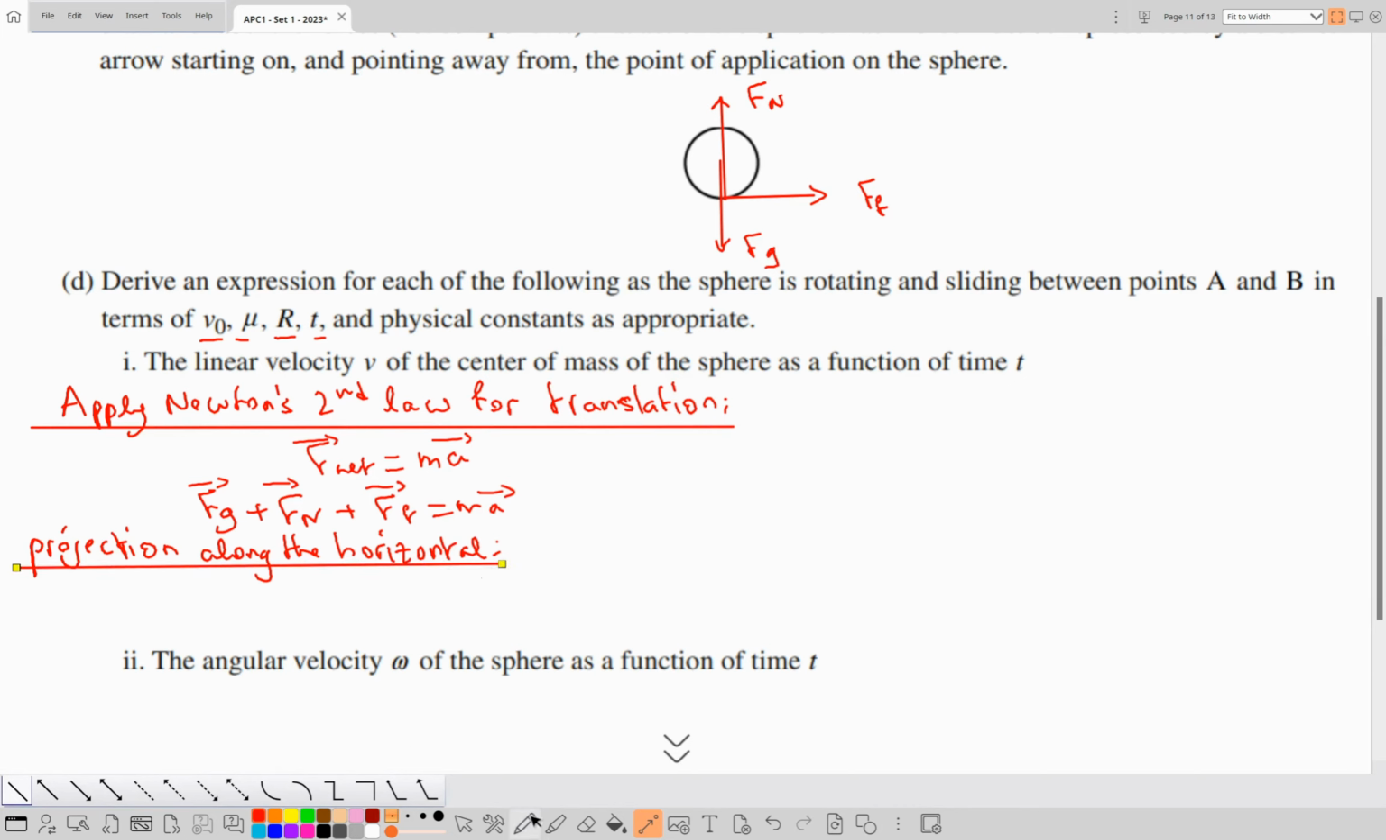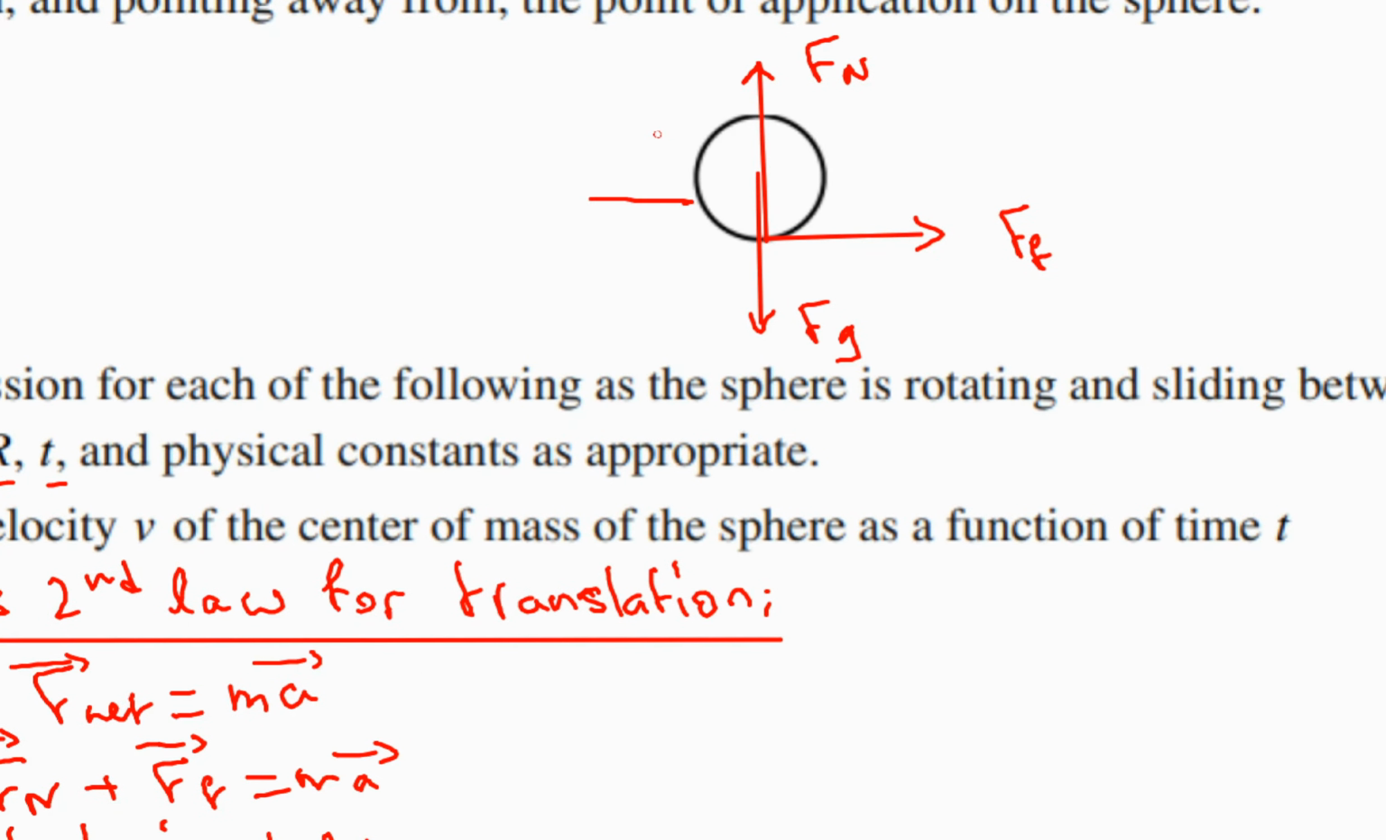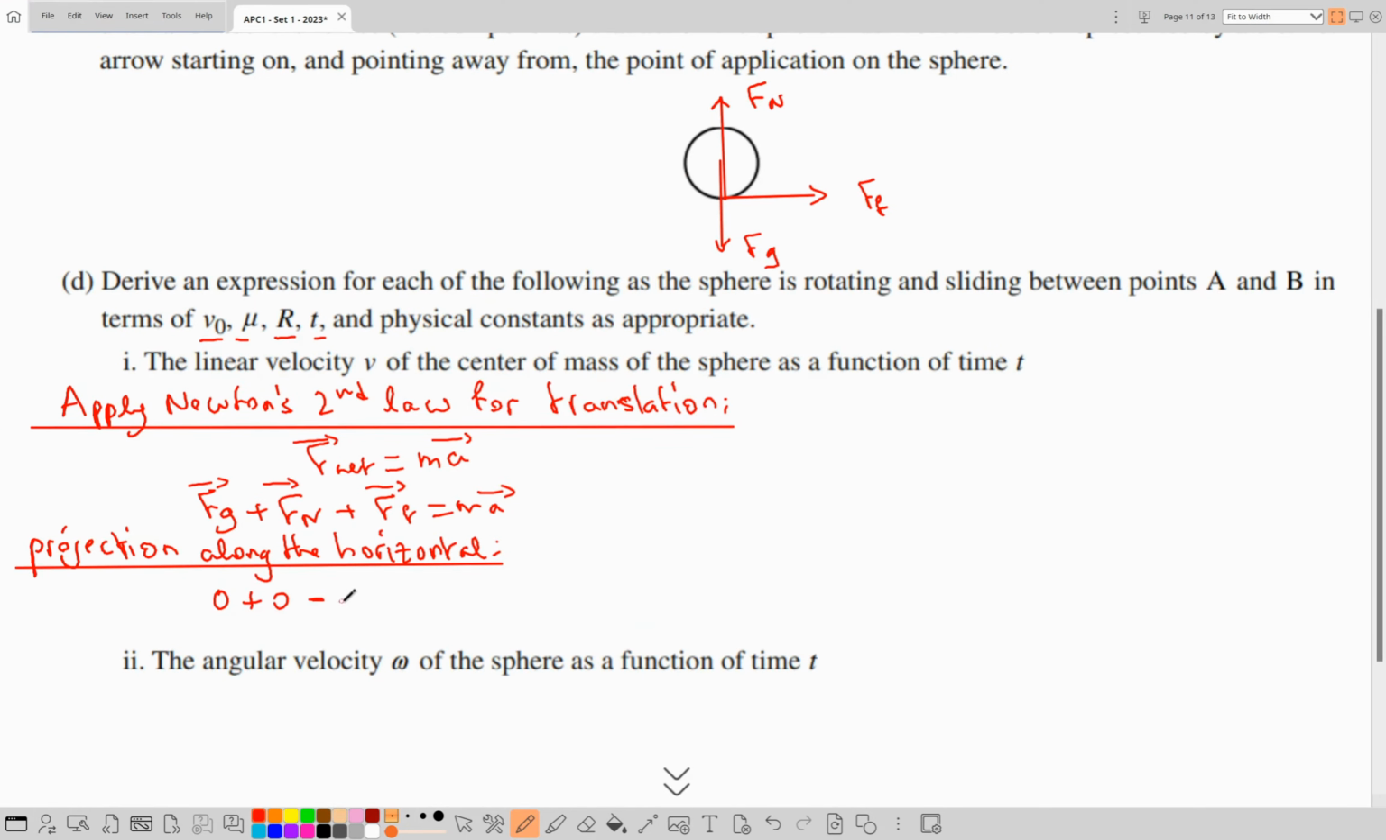Now the pull of gravity has no projection on the horizontal, as well as the normal push, so that would be 0 plus 0. Now friction is acting opposite to the direction of motion, which is assumed to be to the left, so that would be minus FF is equal to ma. And remember that the acceleration is not projected. The friction is given by the coefficient multiplied by the normal push, and we can say that the normal push is equal to mg, and the reason is given by balanced forces.